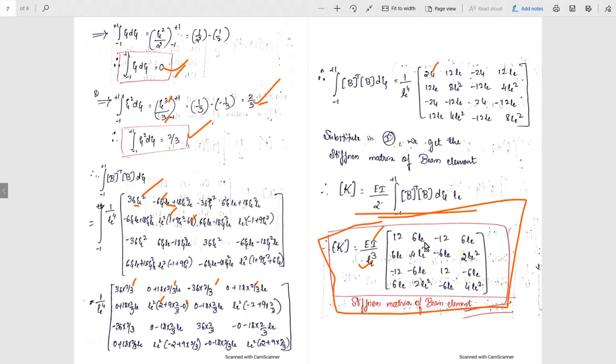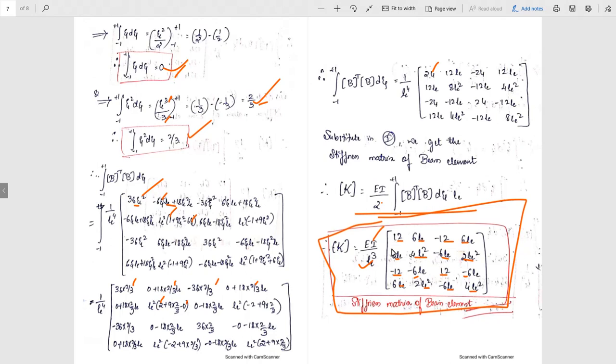It is very easy to remember. EI by LE cube will be there, as it was EA by L in the case of trusses and bars. Here I is the moment of inertia, E is Young's modulus, and L is the length of the element. EI by LE cube, so 12, 6 LE, minus 12, 6 LE; 6 LE, 4 LE square, minus 6 LE, 2 LE square; minus 12, minus 6 LE, 12, minus 6 LE; 6 LE, 2 LE square, minus 6 LE, 4 LE square.